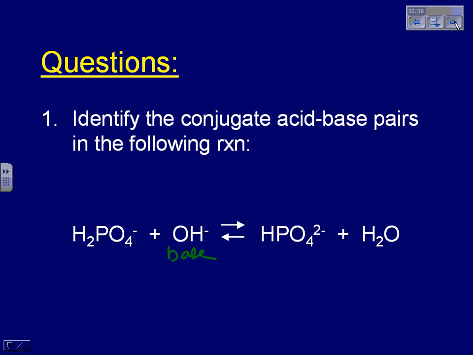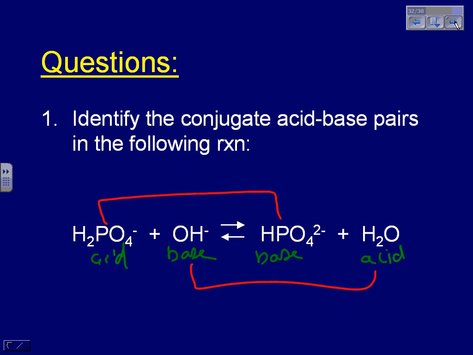All right? Anyway, what does that make this guy? Acid. What does that make this guy? I'm going to keep going with Emily because I want to finish this. That makes this the base, and this becomes the acid, and the conjugate acid-base pairs then would look like this and like that. Okay? Again, please take a sheet before you go.